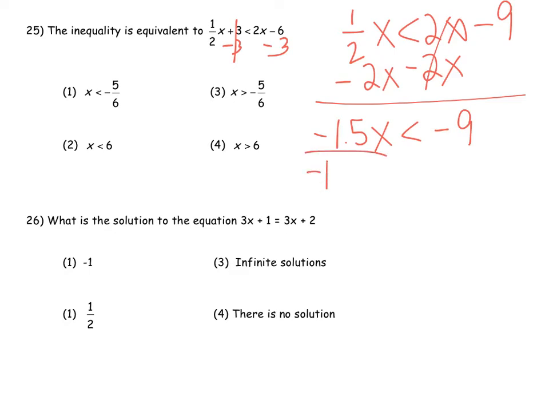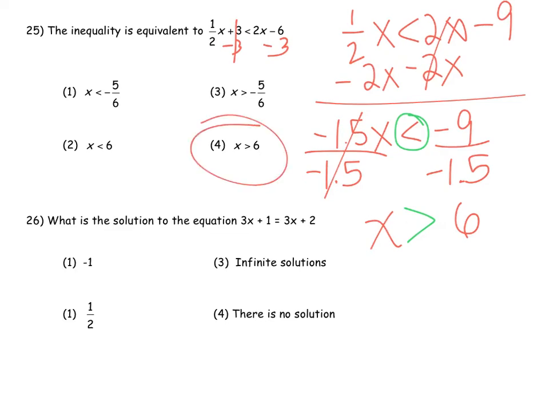I'm going to divide both sides by negative 1.5. Guys, you have to remember when you divide by a negative, the inequality symbol flips. So now I have x is greater than 6. And that is answer choice 4.